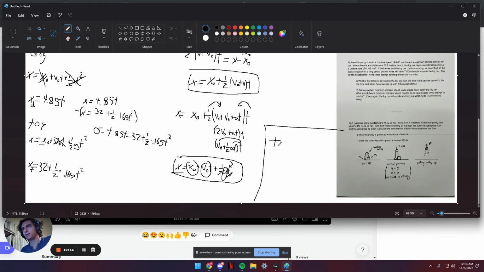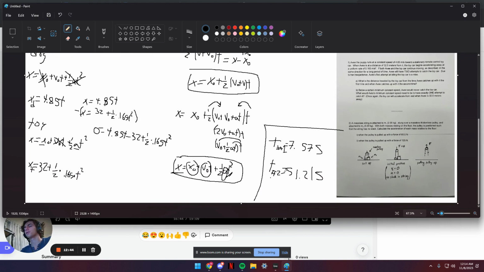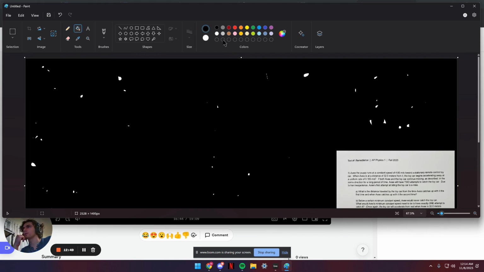T number 1 is equal to 7.57, and T number 2 is equal to 51.21. And let's not forget our units. These are in seconds. This would be the two values for the first part. Now let's make some space and let's get to work on the second part.